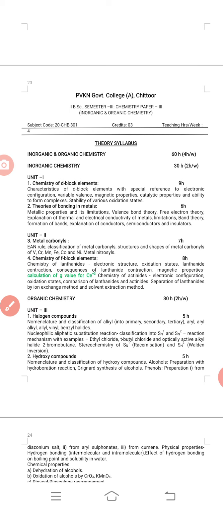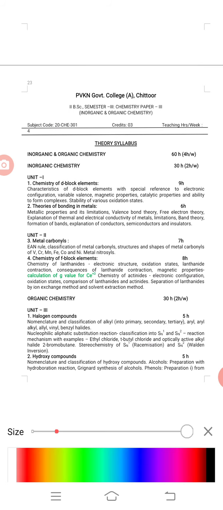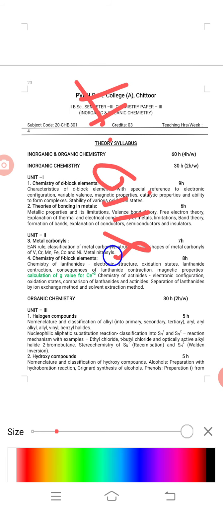So catalytic property is very important. In industries, various d block elements are used as catalysts. But what is a catalyst? A catalyst is not involved in the reaction, but it enhances the rate of reaction. In d block elements, nickel is used as a catalyst in the hydrogenation of oils.